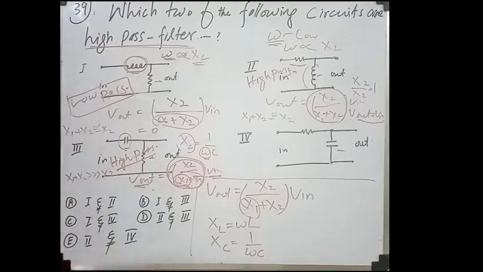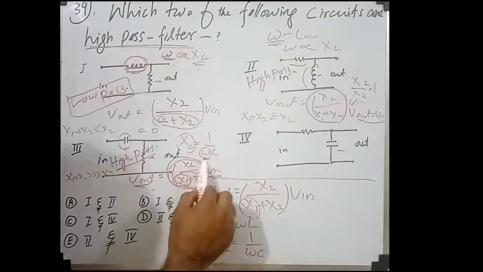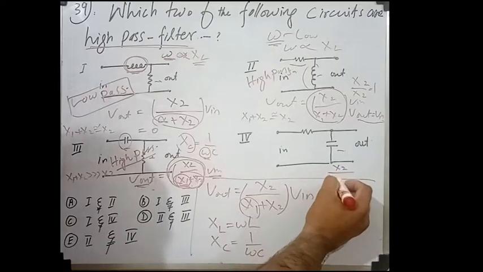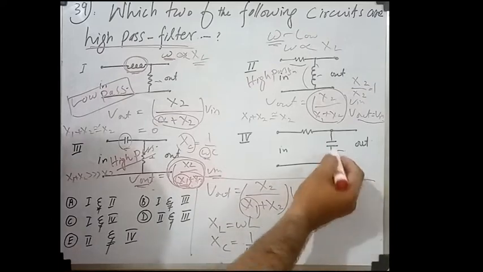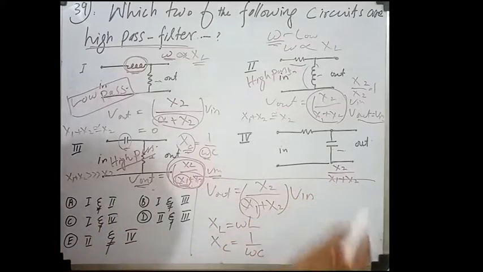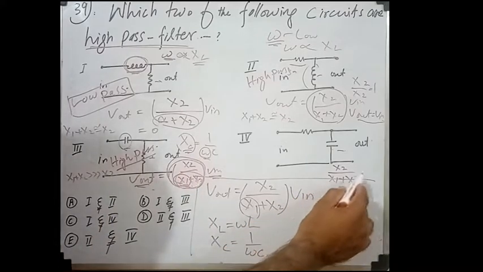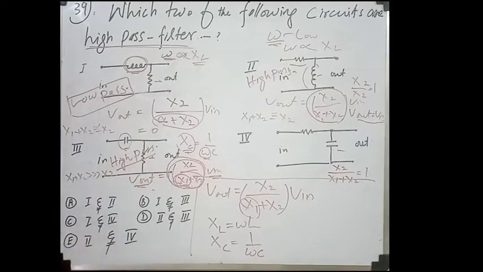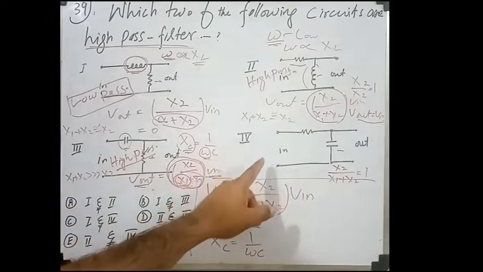And the fourth one, if we see, this is capacitance. So this is the reciprocal of this. If frequency is small, in this case x2 divided by x1 plus x2, this is x2. Now if frequency is very low, this is much higher. If this is much higher, then x1 plus x2 is approximately equal to x2. This term will go to 1 at low frequency. So it means it will pass the voltage at low frequency.